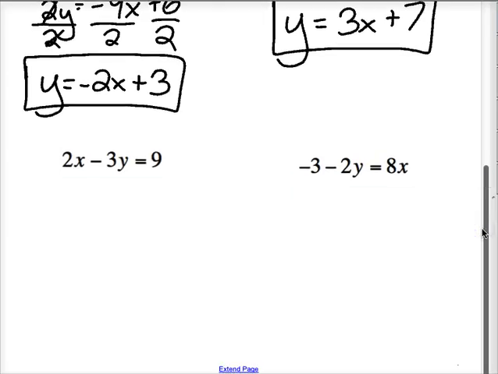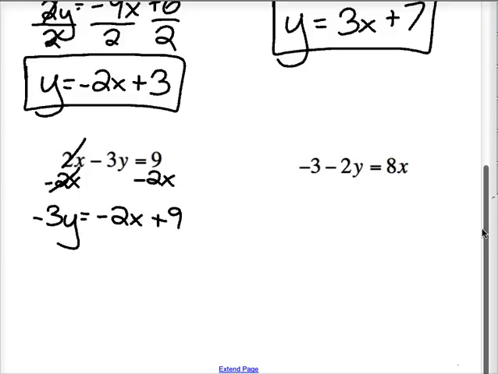All right, looking at our next example. So again, I need to add or subtract anything away from my y term. So I'm going to move this x over. So I'm going to subtract 2x from both sides. So it leaves me with a negative 3y, then a negative 2x, and a positive 9.